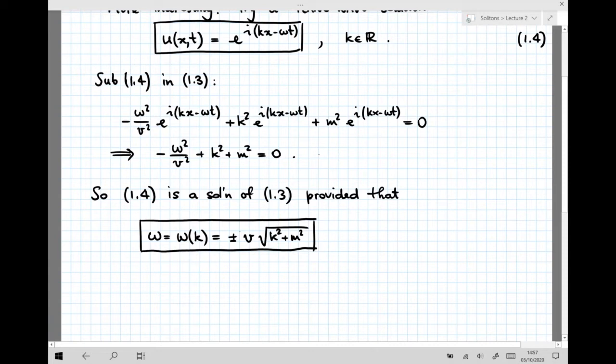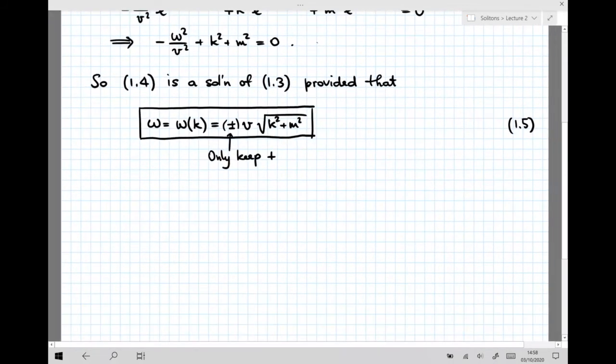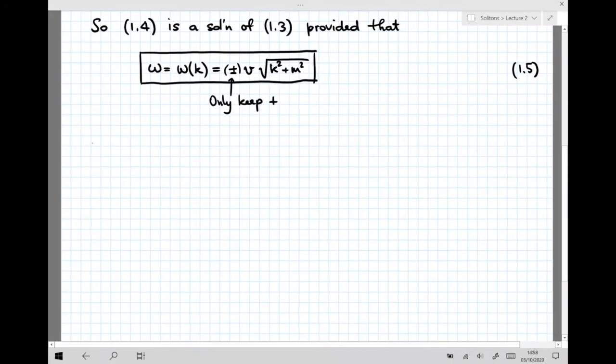There is this sign ambiguity indeed, but in fact, we will only keep the plus sign. And the reason for that is that once you have a solution with the plus sign, you can get a solution with the minus sign by taking the complex conjugate of 1.4 and sending k to minus k. So we can restrict to the solution with a plus sign only. So this will be equation 1.5. Okay, so at this point, let's introduce some vocabulary that we'll use in the following.